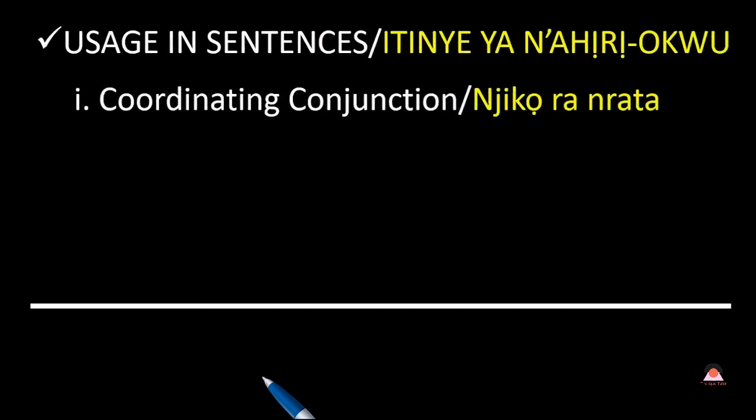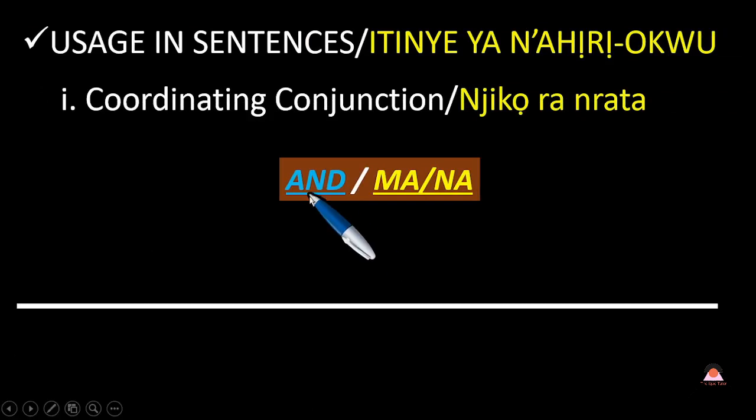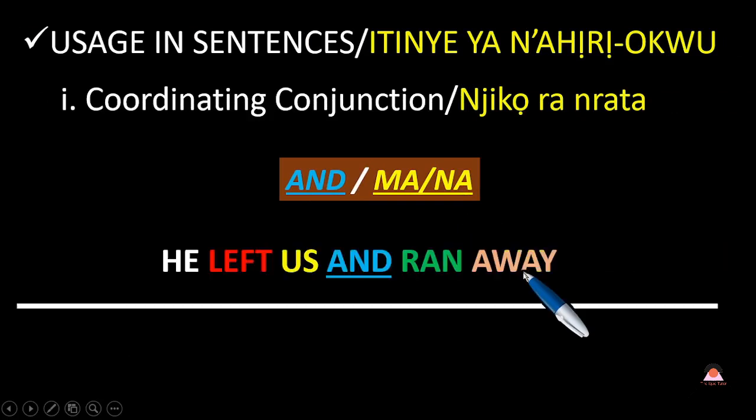Let's go to another example of conjunction, which is and. And in Igbo, it is ma or na, as the case may be. We'll look at the sentence now. He left us and ran away.